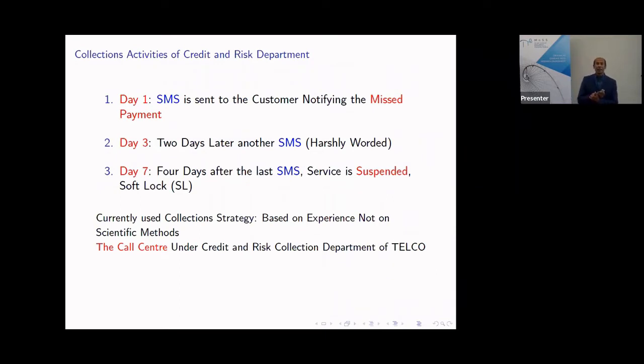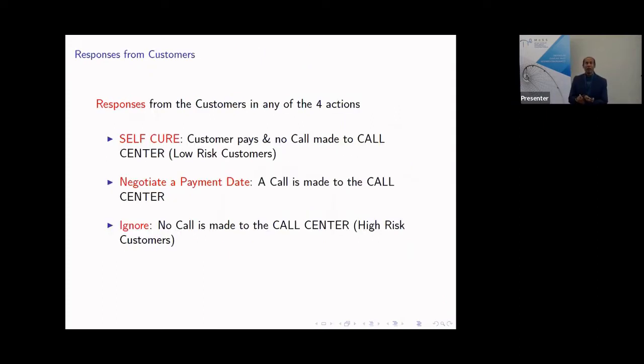Currently they're not sending the SMS in an optimized way. Instead, they send it from experience and some guesswork. The call center belongs to this credit and risk collection department. So this is the philosophy they're following, day 1, day 3, and day 7, and this is the collection strategy. Then of course, as I was telling, some people will self-cure: they will go and pay and not call the call center, which is good, because then you don't get called to the call center.